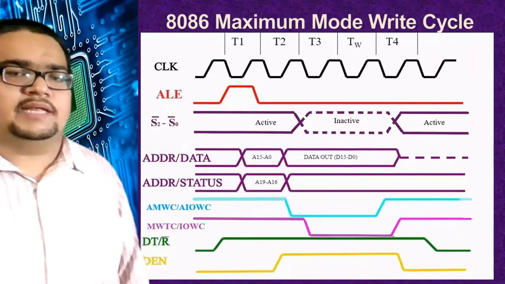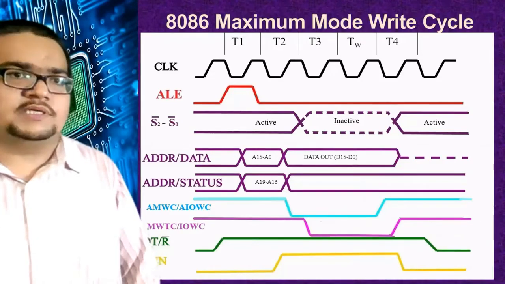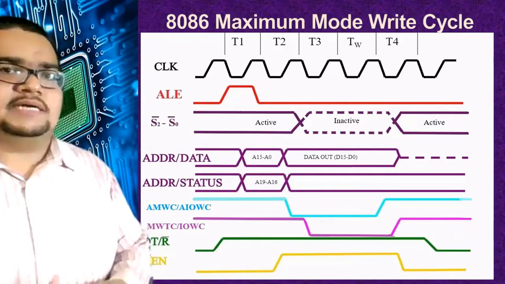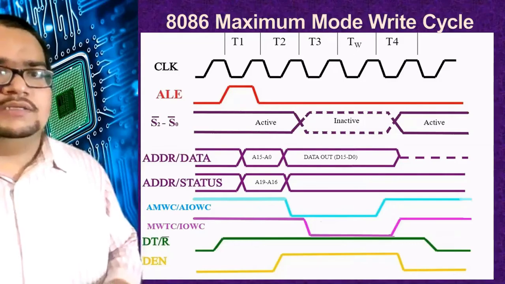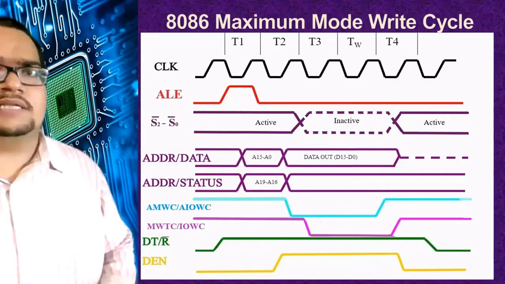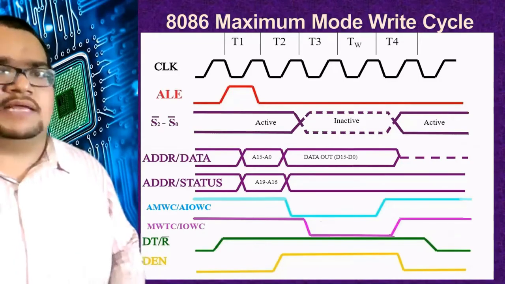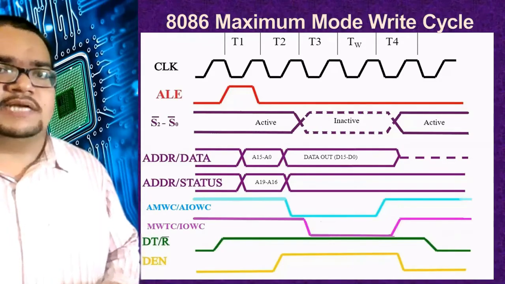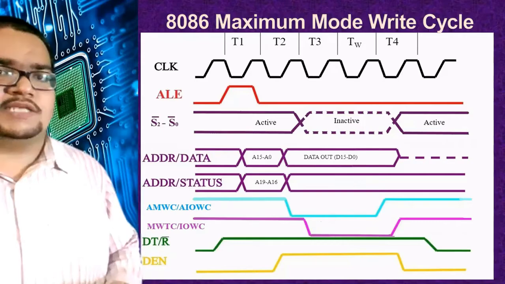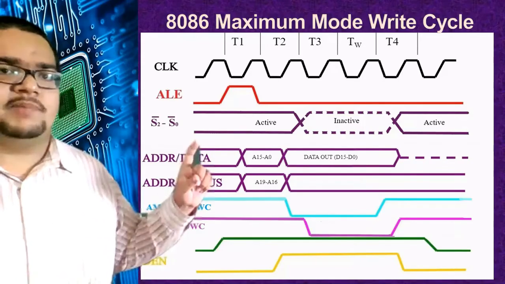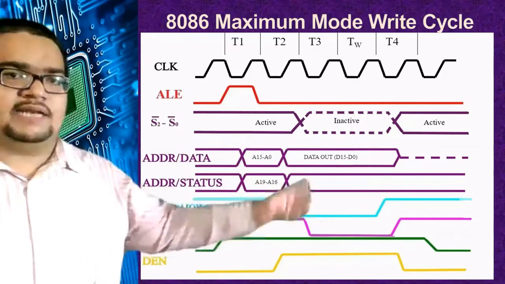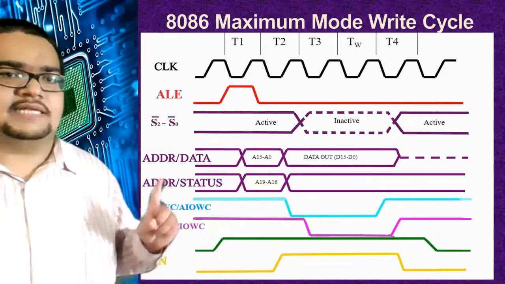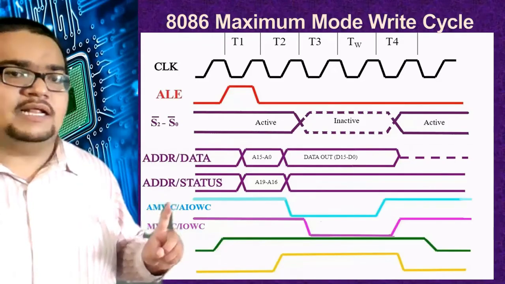So we are moving into our last topic of this session, that is the maximum mode write cycle. Again, everything will be similar there. Clock is there as it is. ALE signal is there. And the status lines S0 bar, S1 bar, S2 bar in bus format are available here. Active, inactive, and then active again. And the address data lines, AD lines, are there. Address status lines are there.